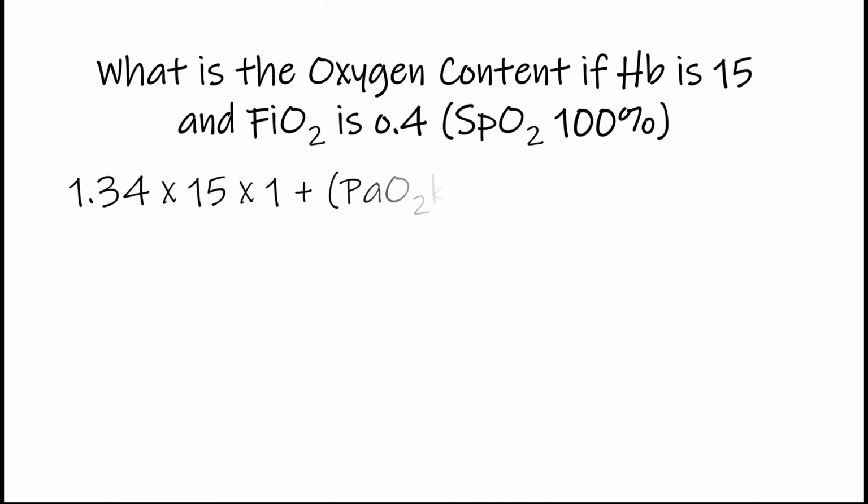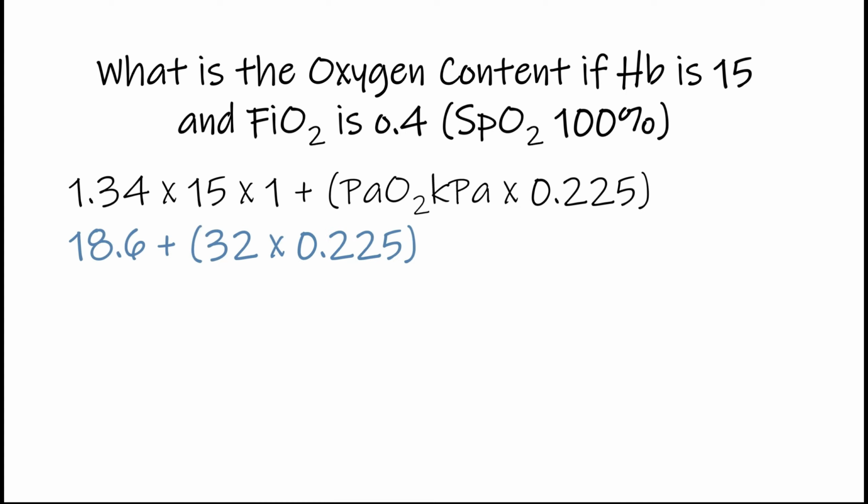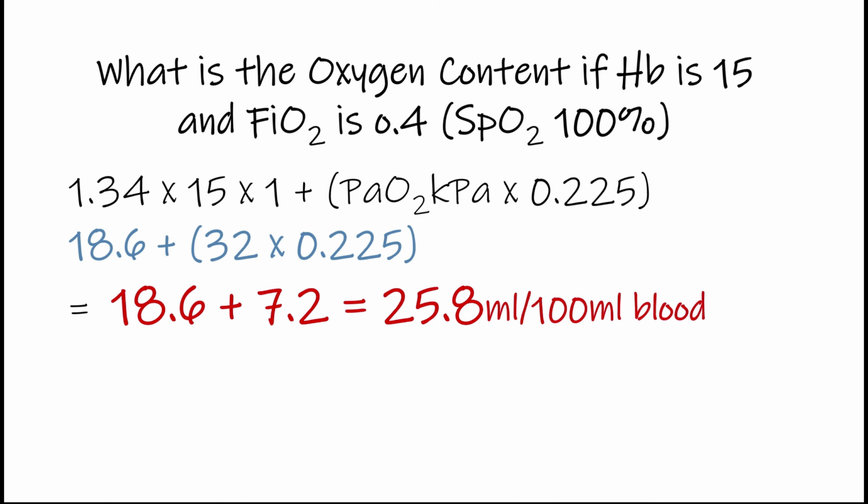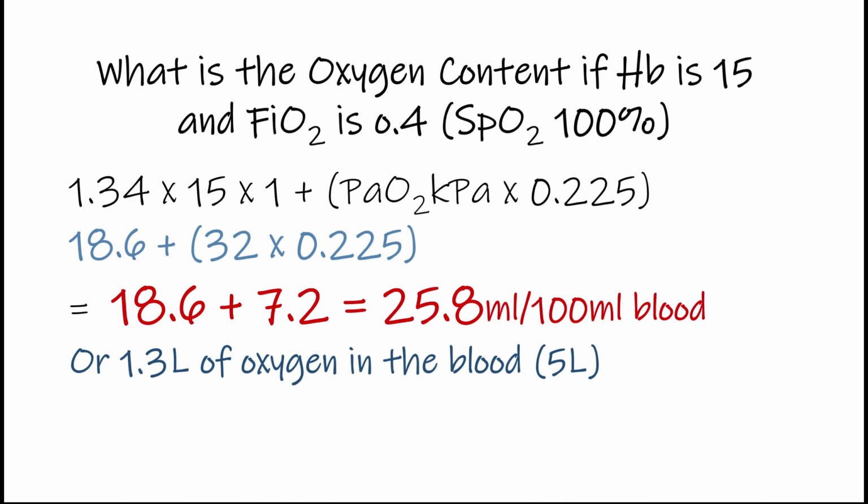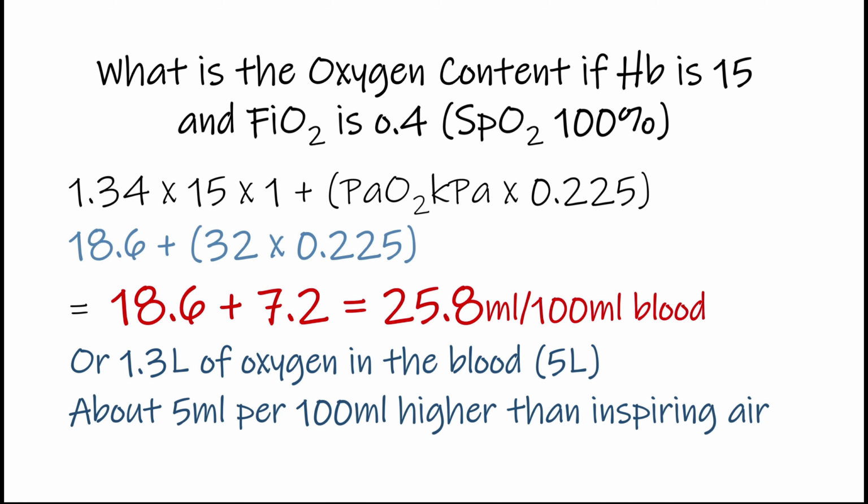And I've just shown you this formula, which is 1.34 times the hemoglobin, 15 times 1 because he's 100% saturated, plus the partial pressure of oxygen times the solubility coefficient. And that works out at 18.6 plus 32 times 0.225. Remember, he's getting 40% oxygen. And that translates to 25.8 mils per 100 mils of blood, or 1.3 litres of oxygen in the bloodstream. And that's about 5 mils of oxygen per 100 mils higher in the bloodstream than inspiring air.